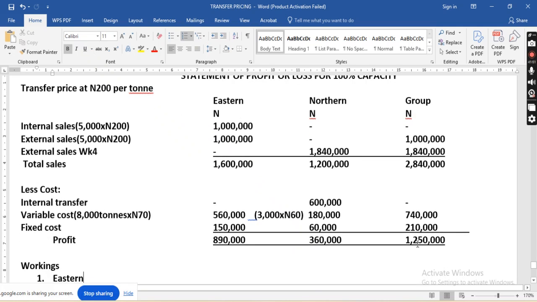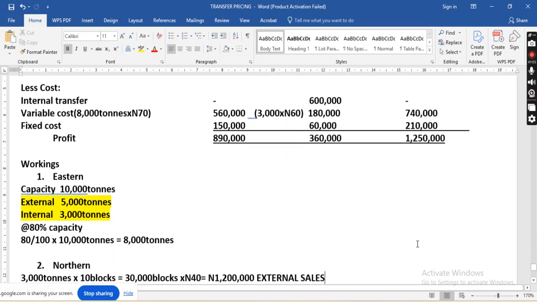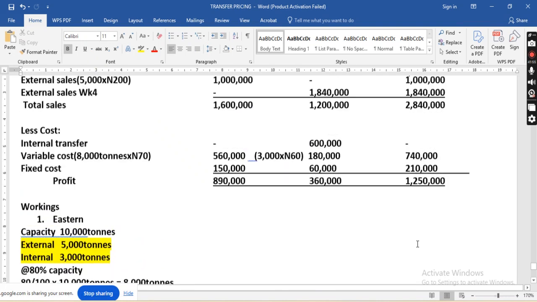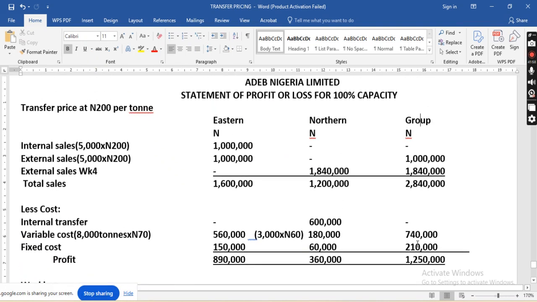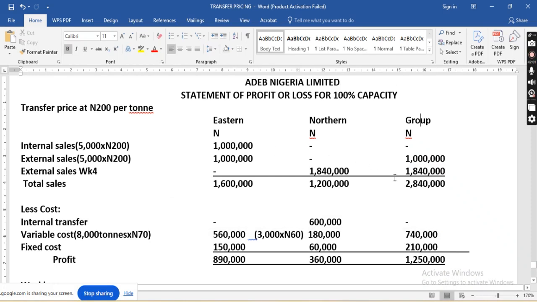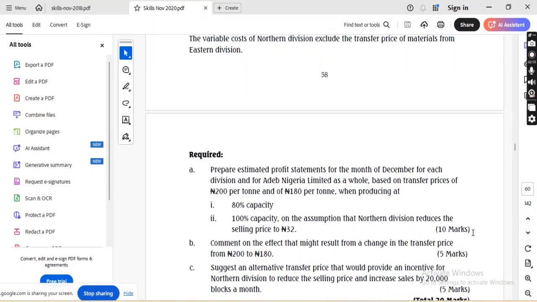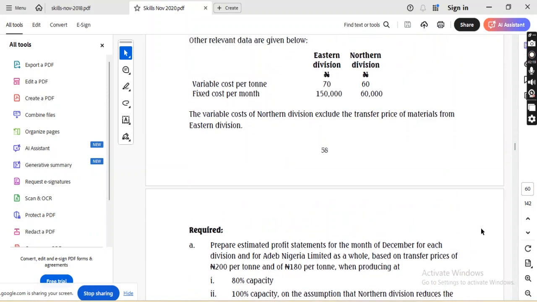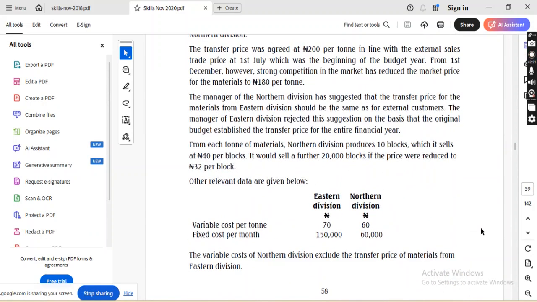Who is that? The person should omit his mark. Quickly, please. Sir, I just want to ask about the 32 naira per block that they asked us to reduce the price to. Is it just for the 20,000 or for the entire block? That is another thing I want to check. That's true. It should be the 30,000. It should be the whole.